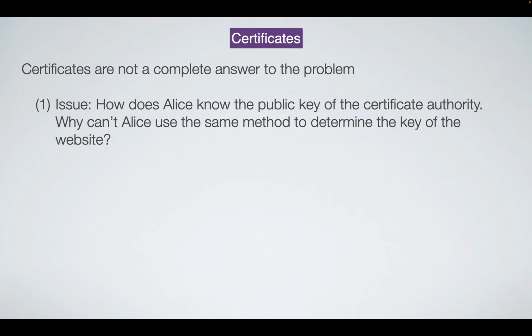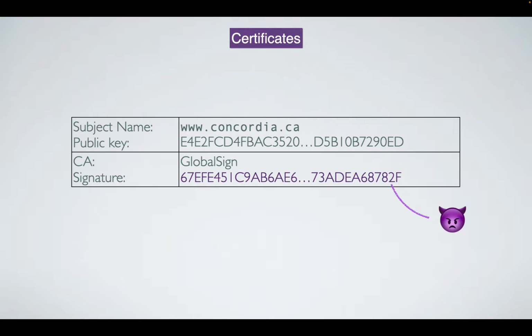Okay, so the certificates are not at all a complete answer to the problem. How do I get the public key of the certificate authority that signed the certificate? If I'm able to get their public key, using some method, call it method X, and I can use it to figure out what GlobalSign's public key is, then why don't I use method X to figure out what Concordia's public key is? And then I don't need GlobalSign anymore. Whatever method I use to figure out this is right, I can figure out that this is right, okay?